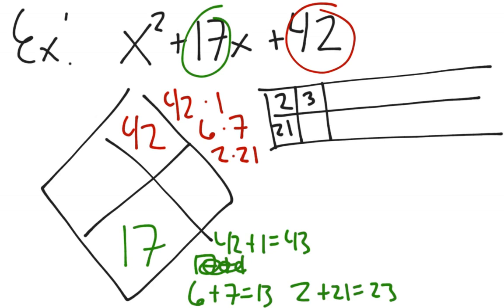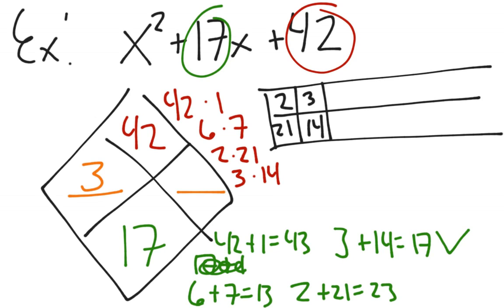Let's try 3. 3 times 14 will give me 42. And 3 plus 14 is equal to 17. So that's going to work. So as a recap, if you get stuck trying to figure out what multiplies to the top number and adds to the bottom number, start making a table to make sure that you have all the ways to multiply. Anyway, we found that 3 and 14 work for this problem.